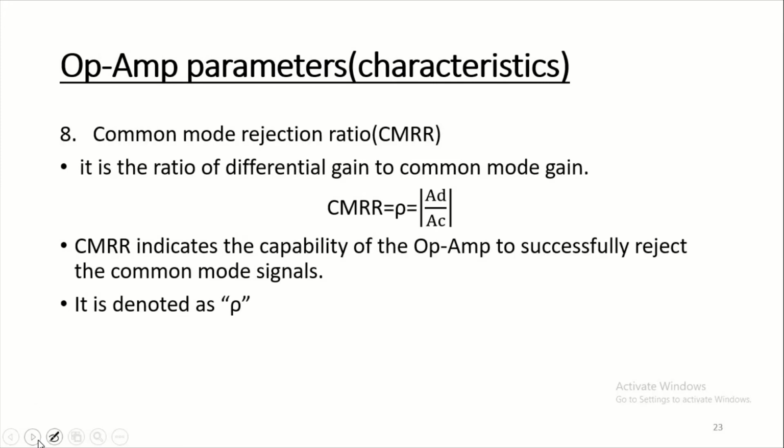The next is common mode rejection ratio. Common mode rejection ratio is the ratio of differential gain to common mode gain. It is denoted as rho. CMRR indicates the capability of the op-amp to successfully reject a common mode signal. CMRR should be as high as possible. CMRR of a practical op-amp is not infinite. However, it is very high for the IC 741. Such a high CMRR helps to reject common mode signals such as noise successfully.